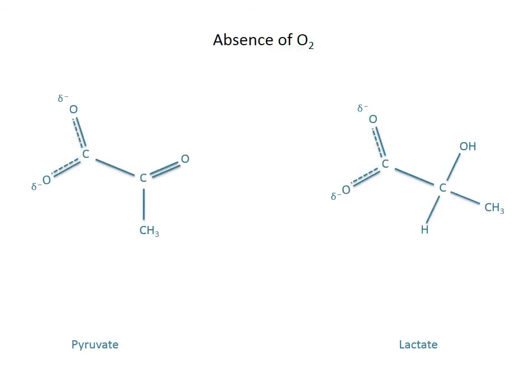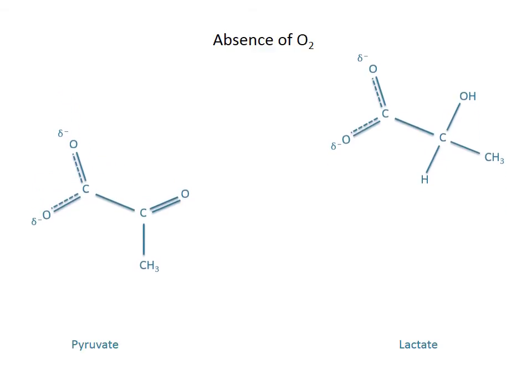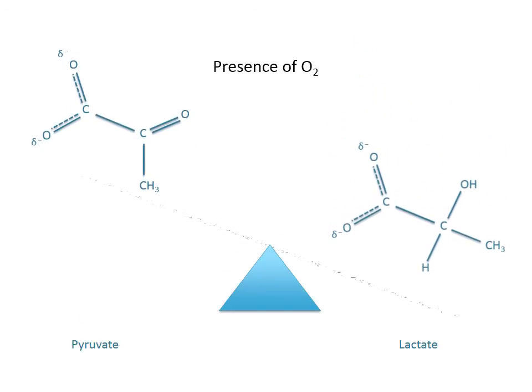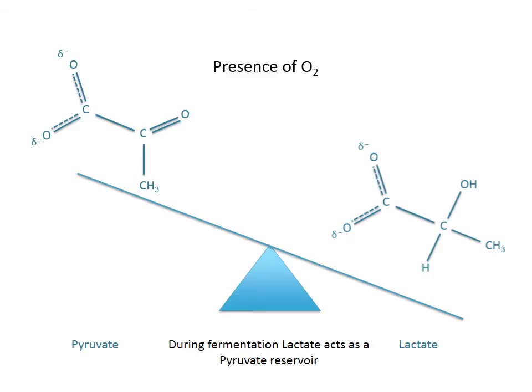In the absence of oxygen, lactate concentration is high and pyruvate concentration is low. But once aerobic respiration resumes, lactate is converted back into pyruvate. And so pyruvate concentrations are high and lactate concentrations are low. And this follows Le Chatelier's principle. So during fermentation, lactate actually acts as a pyruvate reservoir.